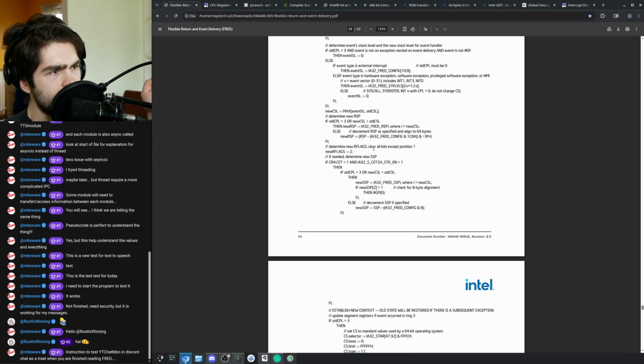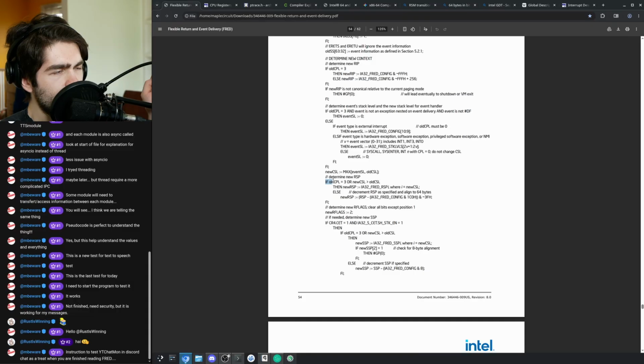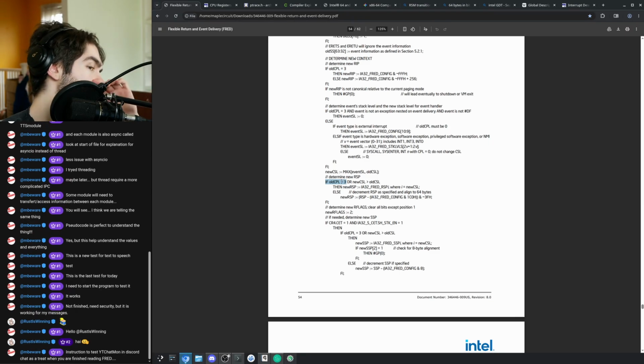Clear all bits except position 1. Wait, but what if you're at... Wait. So let's say that your current stack level is 1, and then the new stack is 0. What would happen? Okay. If old CPL equals 3, I guess that would be no, and new, that would be no as well. So all we would do is add on to it.